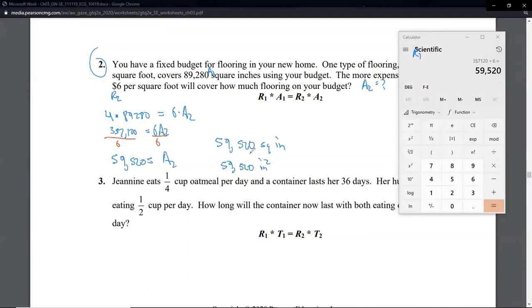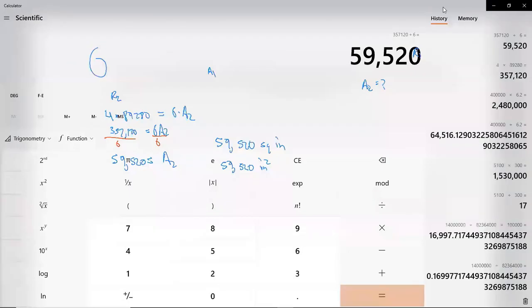All right, finally, my favorite one. Number 3. Let's put it over here.